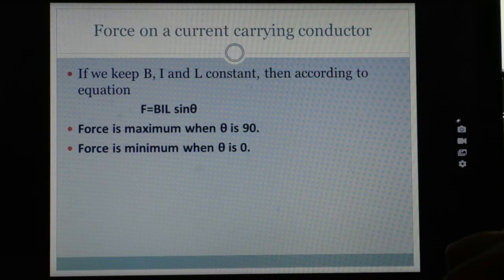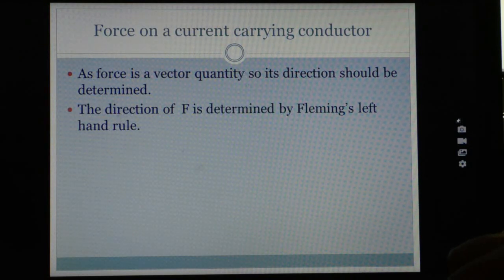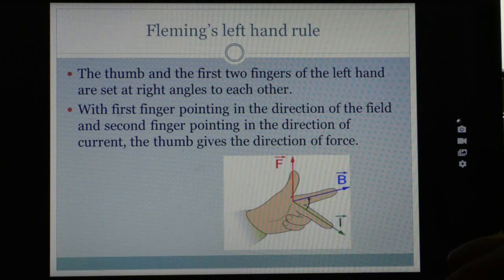If we keep B, I and L constant, then according to the equation, force is maximum when theta is 90. Force is minimum when theta is 0, because sine of 0 is equal to 0. So that makes the magnetic force equal to 0. A force is a vector quantity, so its direction should be determined. The direction of F is determined by Fleming's left hand rule.